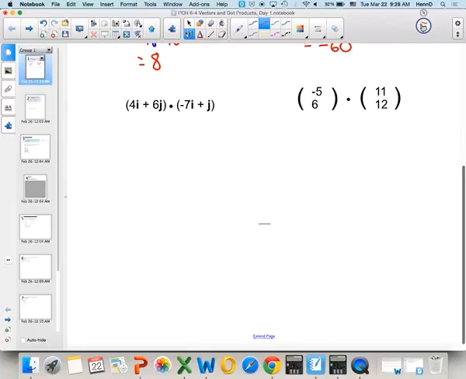Okay, does someone want to come show us how to do 4i plus 6j dot negative 7i plus j? All right. I want to redeem my other less fortunate grade. All right, good.